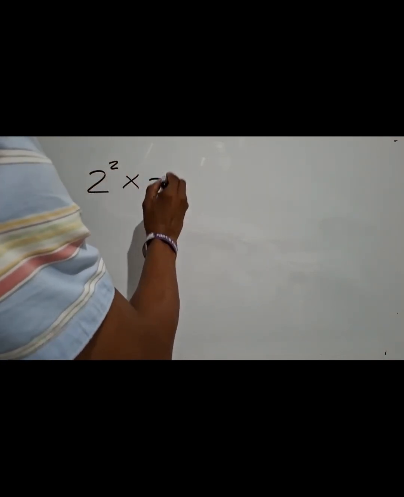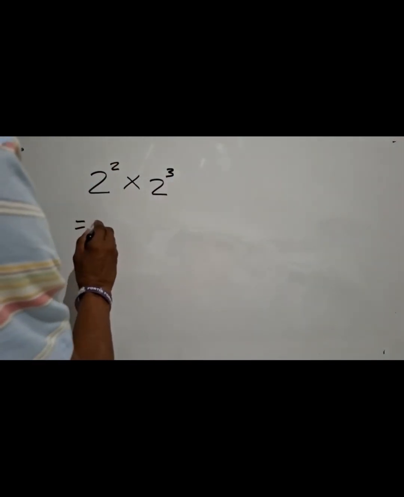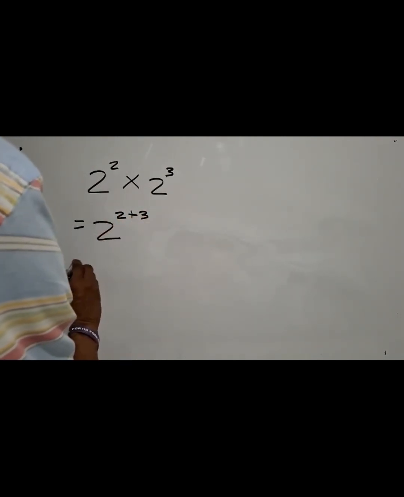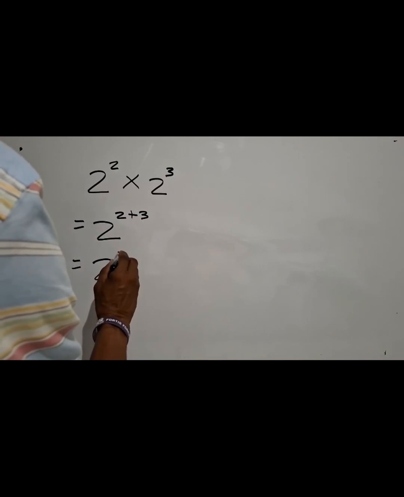Okay, let's try something else. 2 raised to the power 2 times 2 raised to the power 3 is the same thing as 2 raised to the power 2 plus 3. Once we're multiplying these numbers, we just add the powers. Let's look at a next one.